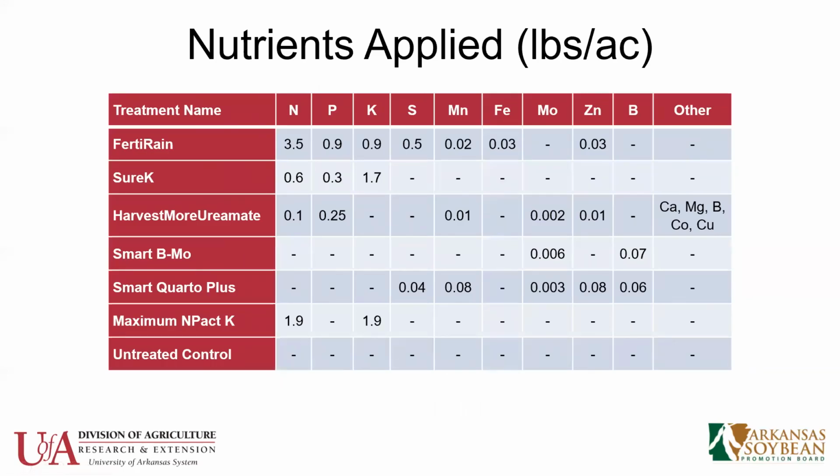Looking at the nutrients supplied from each of the products, it is hard to explain why Sure K yielded greater than the other products. There is not a single nutrient or combination of nutrients in common between Sure K and the other 3 products that had soybean yields not statistically different to Sure K, which were Smart BMO, Smart Quattro Plus, and Maximum Impact K. We are still waiting for the results of the tissue samples to see if any of the nutrient concentrations in these tissue samples could explain the increases in yield from the Sure K.